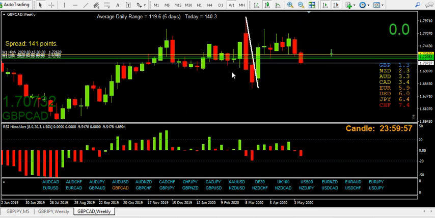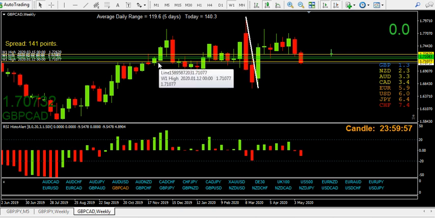As it is, we can clearly see all of these resistance levels have been broken. This one by that candle there. All of these have been broken. So the important resistance levels are still on the left hand side. They're more important way left because they're part of a downtrend. These are part of an uptrend.